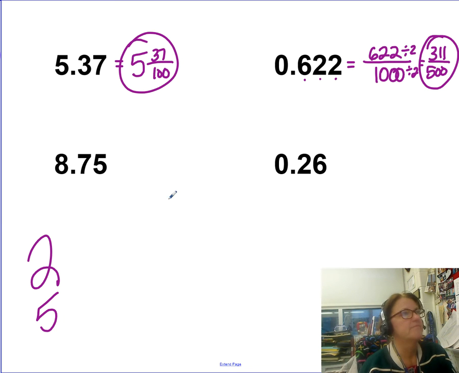You're done. All right, look at this, 8.75. 8 and 75 hundredths. Keep the 8 out in front, simplify the fraction.